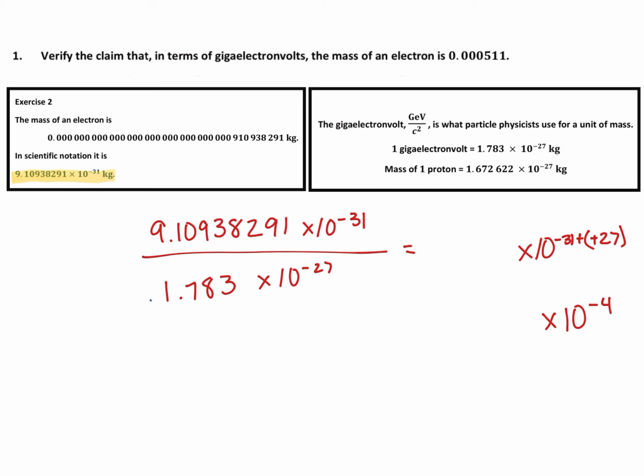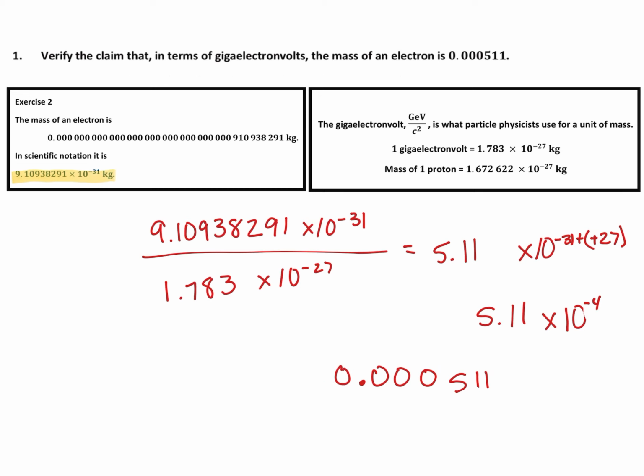We do still have to divide those numbers out front. 9.109 divided by 1.783, which is approximately 5.11. The negative exponents make numbers really, really tiny. So we should have 5, 1, 1, but the decimal is going to move this way, 4 spots. So we have 0.000511. And that is what we started with.